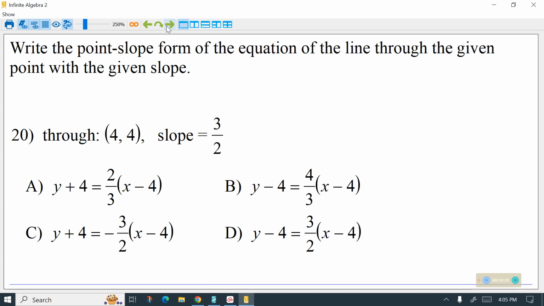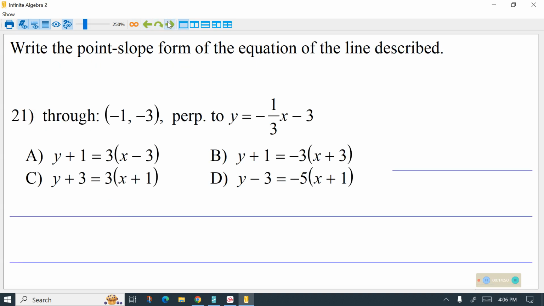Next, we got 20. Okay, in 20, we got 4, we got minus 4 and minus 4, right? So we got to have both of these be negative because they're both positive, and then the slope is going to turn into 3/2. And so the only possibility that we have is D, all right? For multiple reasons, right? It's the only one with the right point. It's the only one with the right slope. That's the one we want.